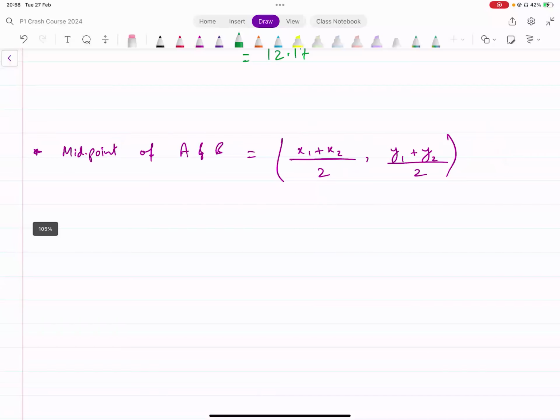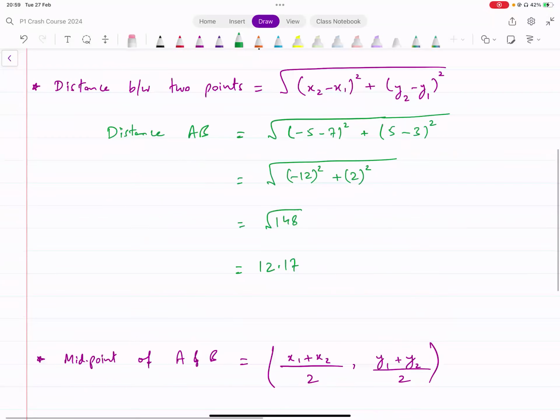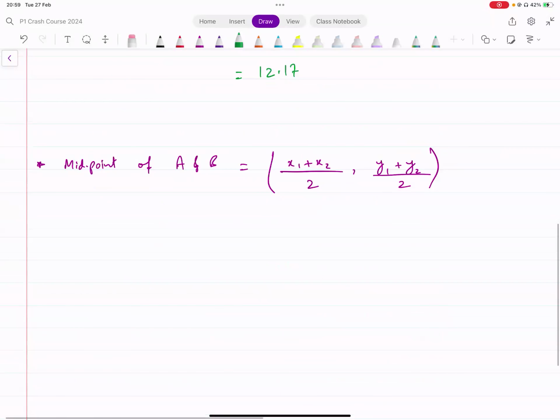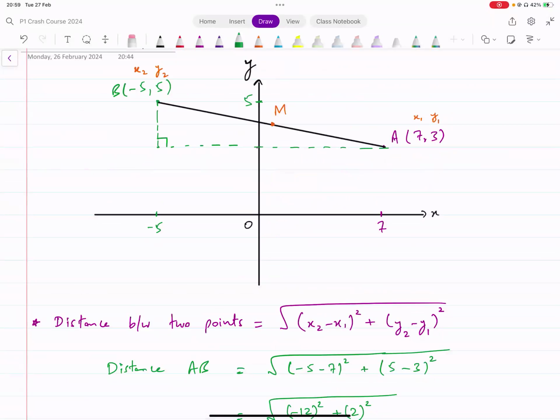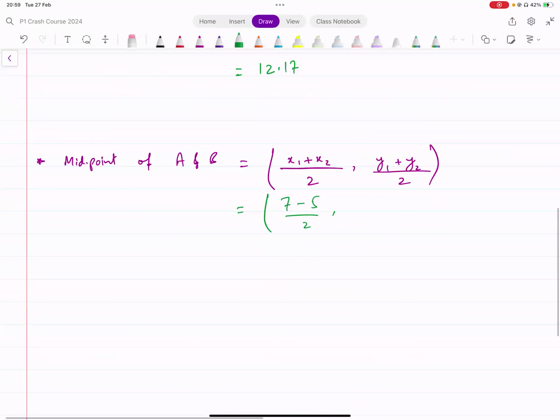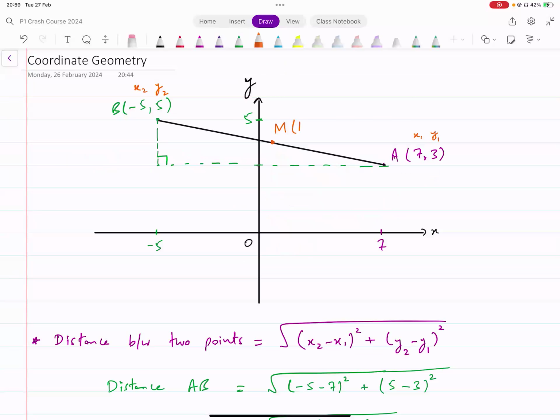What do we get from this? x1 in this case was 7, x2 was minus 5. So this becomes 7 plus minus 5, that's 7 minus 5, divided by 2. And for the y coordinates, sorry, y1 is 3 and y2 is 5. So that's 3 plus 5 divided by 2. And that gives us 1 and 4. That's the midpoint. So the midpoint that we marked here has coordinates 1 and 4. Okay, so that's the midpoint formula.